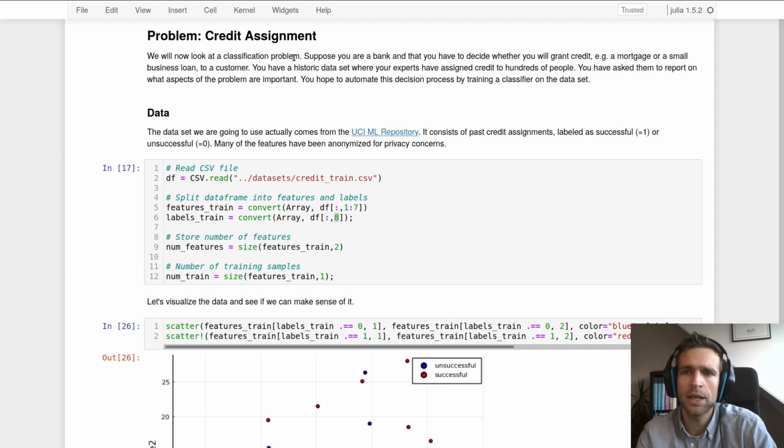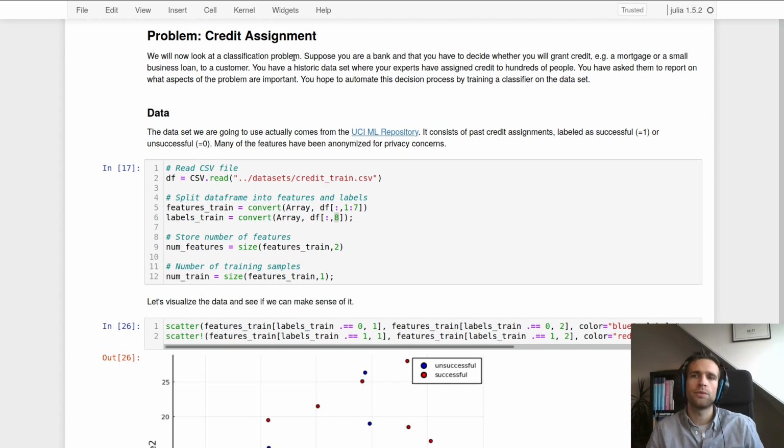Suppose you are a bank and that you have to decide whether you will grant credit, i.e. a mortgage or a small business loan, to one of your customers. So you've hired a bunch of experts, and they look at a particular case, a particular situation, and then decide on whether someone will get credit, and you've asked them to report on what are the aspects of the problem that they use in their decision.